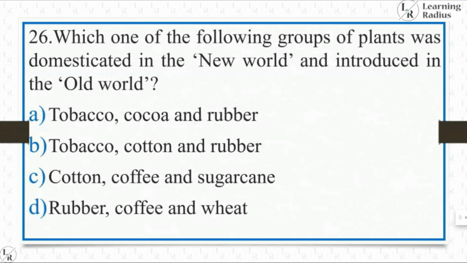Which one of the following groups of plants was domesticated in the New World and introduced in the Old World? Tobacco, cocoa and rubber; tobacco, cotton and rubber; cotton, coffee and sugarcane; rubber, coffee and wheat.